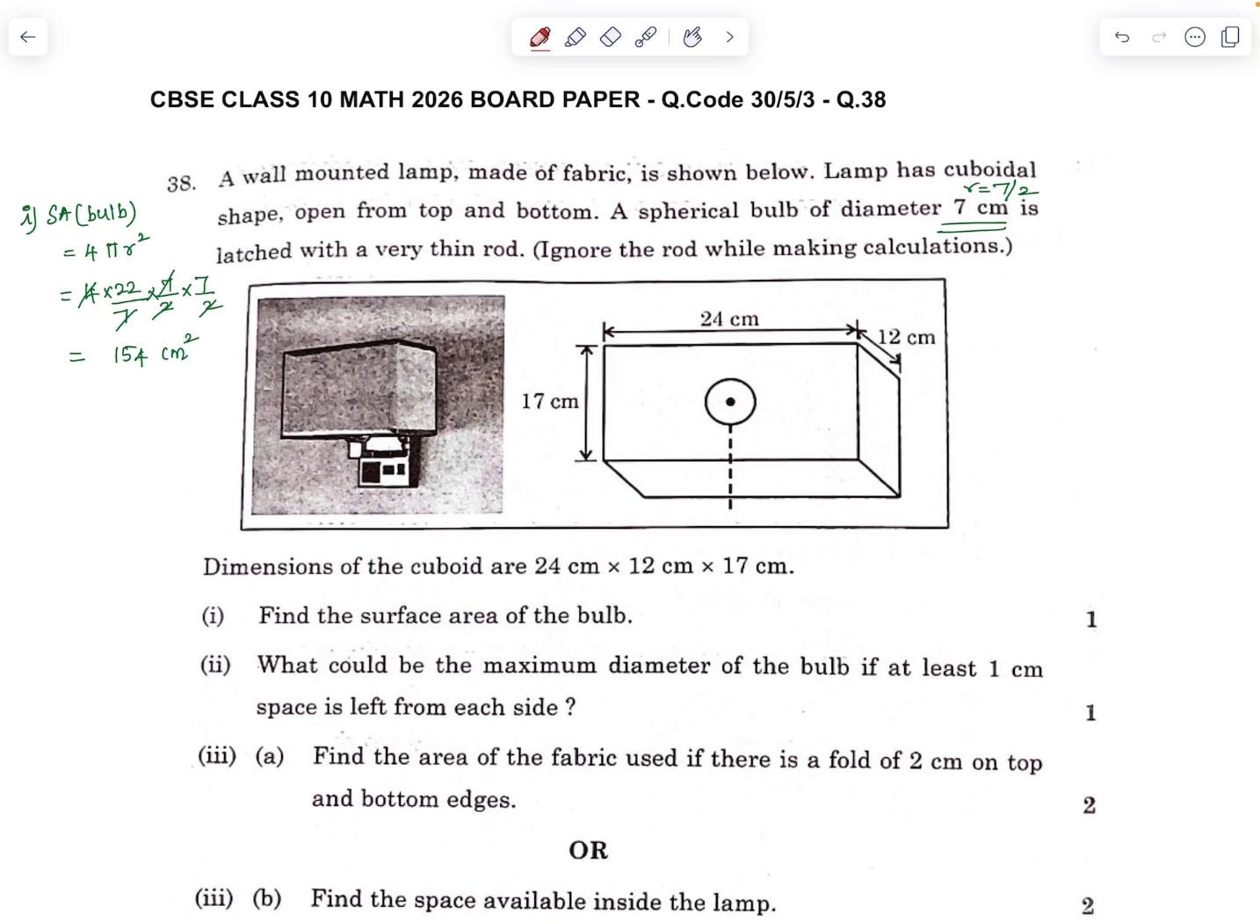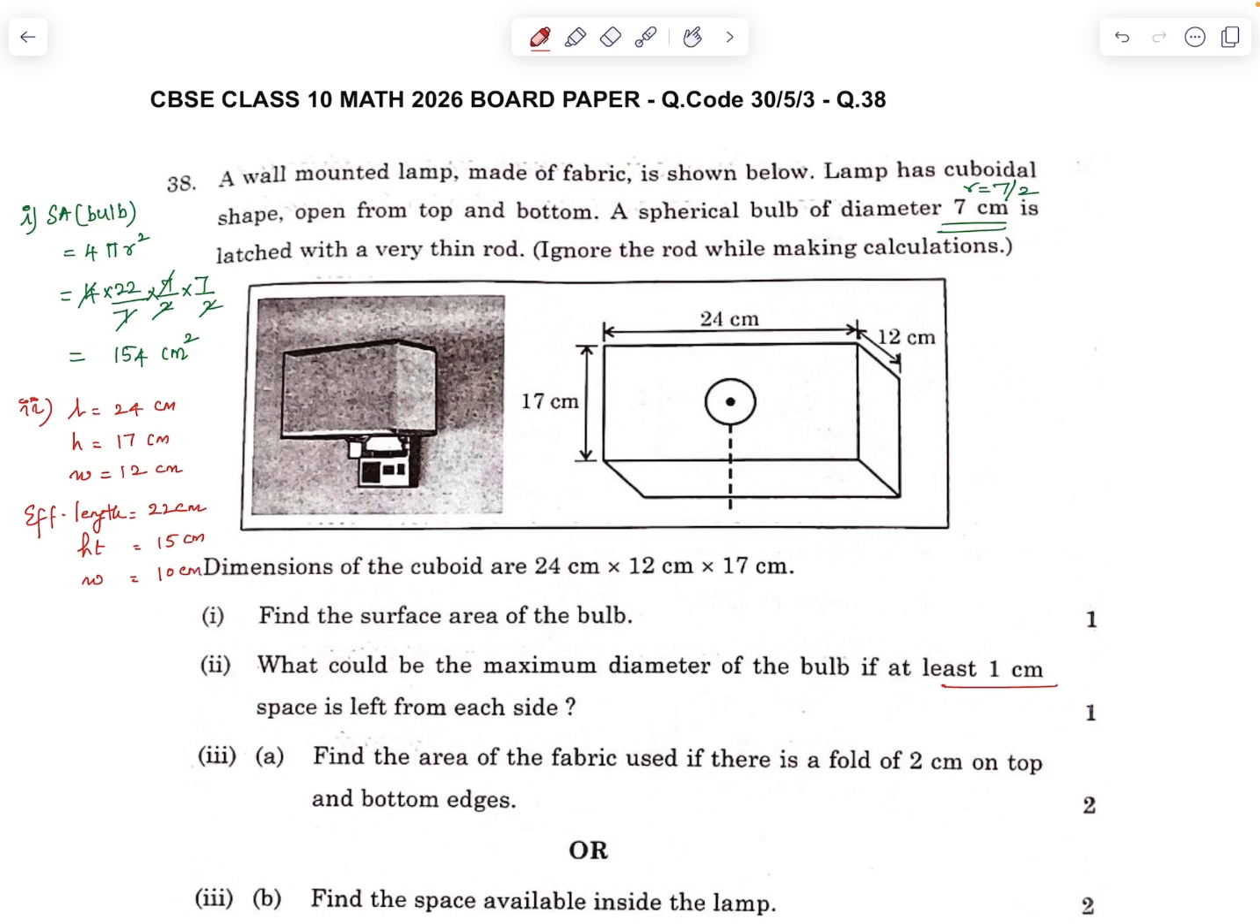Question 2. What could be the maximum diameter of the bulb if at least 1 centimeter space is left from each side? The dimensions of the cuboidal shade are: length is 24 centimeter, height is 17 centimeter, and width is 12 centimeter. We are asked to leave 1 centimeter on each side. So the effective length after reducing that 2 centimeter will be 22 centimeter, and effective height will be 15 centimeter, and effective width will be 10 centimeter.